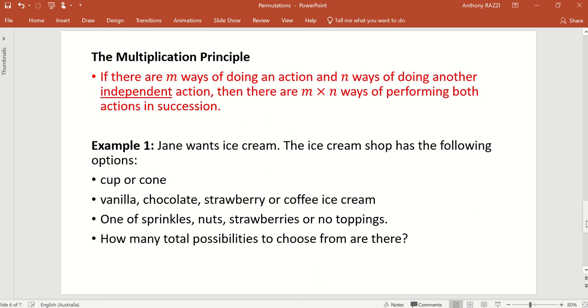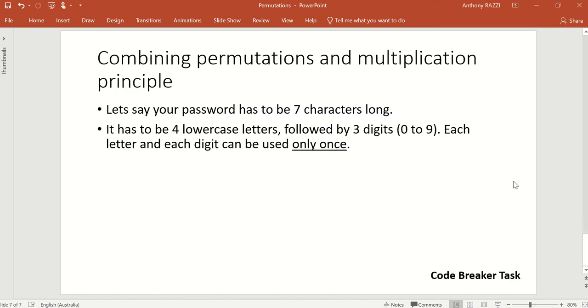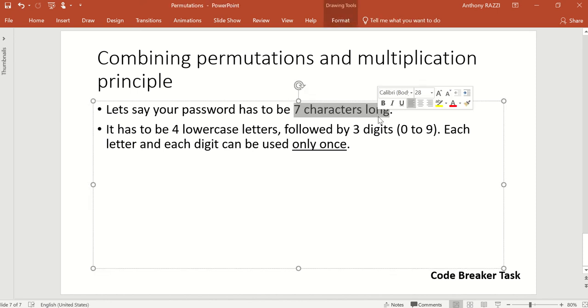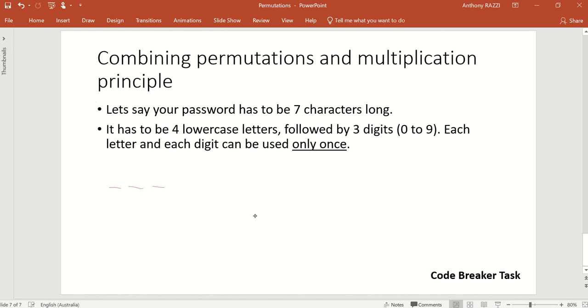Now, what we can do is combine what we've learnt about permutations or arrangements and the product principle. So for argument's sake, let's say you have a password and it has to be 7 characters long. In the first 4 characters, there have to be lowercase letters, followed by 3 digits from 0 up to 9. Each letter and each digit can only be used once. So what we can do is, for the first 4 letters, how many letters are there in the alphabet? Hopefully we know there is 26.